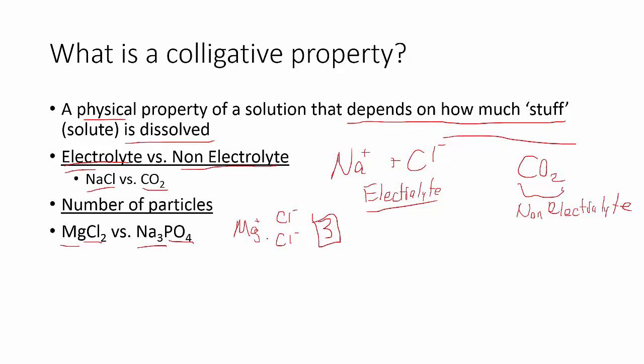Now if we take a look at Na3PO4, we're going to get 3 Na+. And now what's going to throw you off is this PO4. That's a polyatomic ion. The PO4 is going to stick together as just one ion. It's going to be 1 PO4 3- ion. So here we would get 4 ions from that.